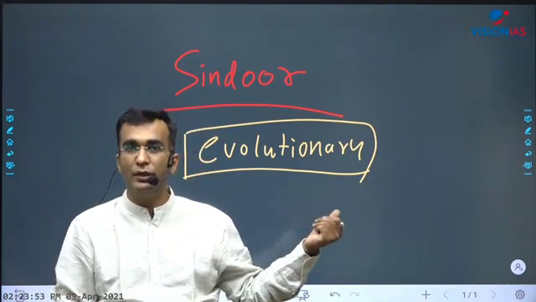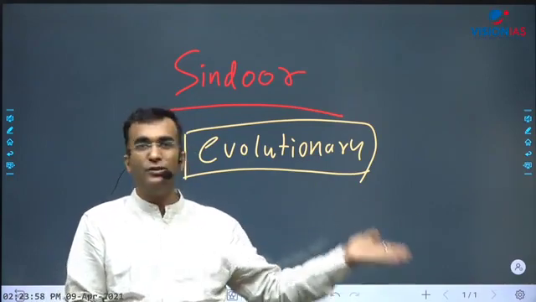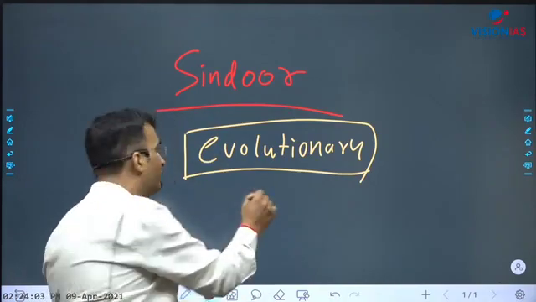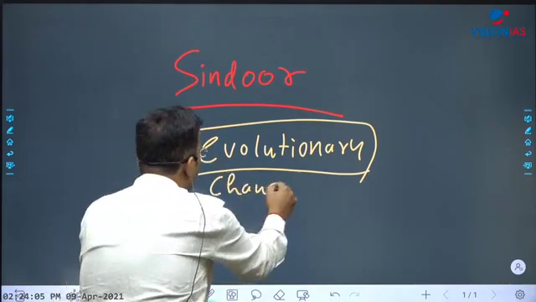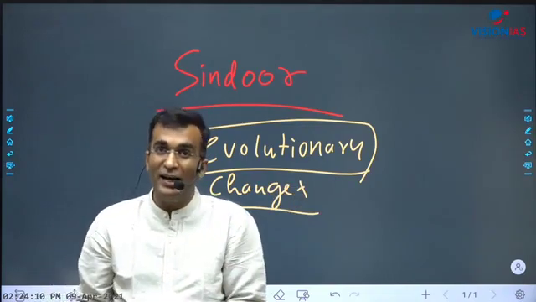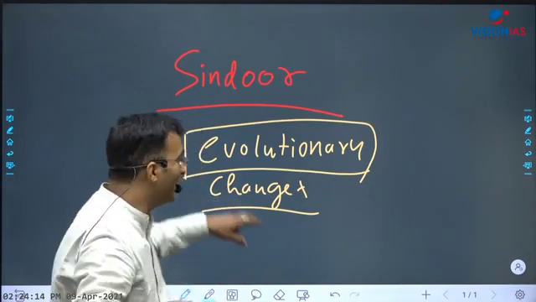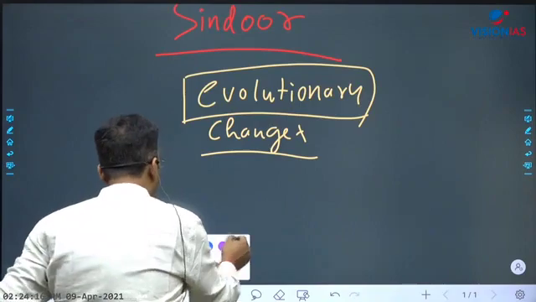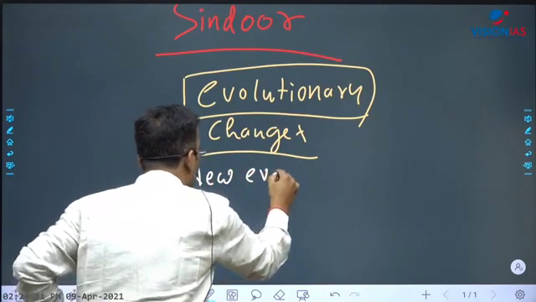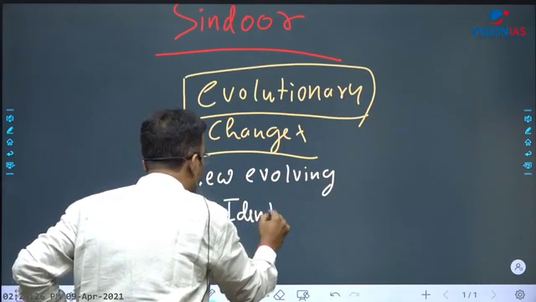So it is an evolutionary process, and moreover, the culture which was there 1,000 years before is not exactly the same at this point of time. So culture changes also, but in a slow fashion. Moreover, as I said, culture is the identity of the people. But now, one new evolving identity of the Indians. Let's talk about this. New evolving identity of Indians.